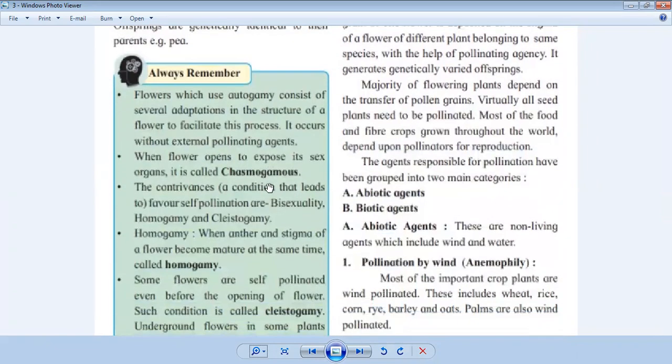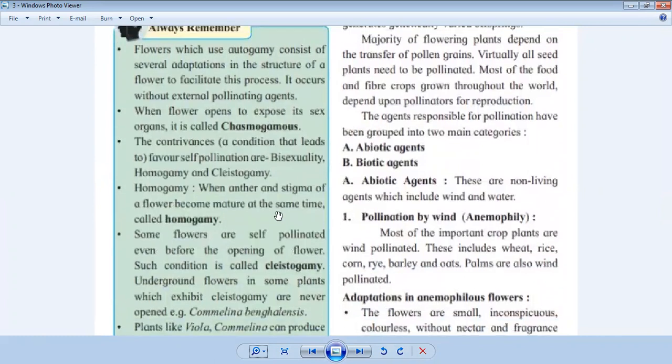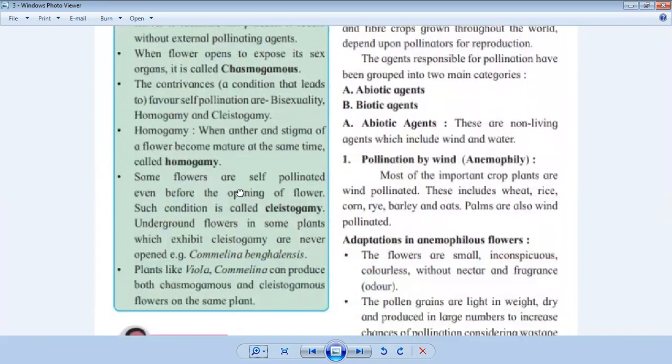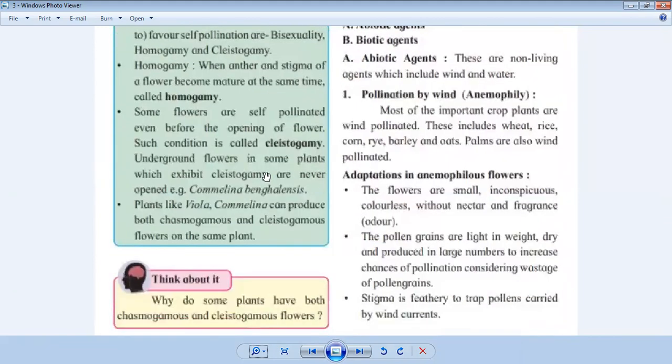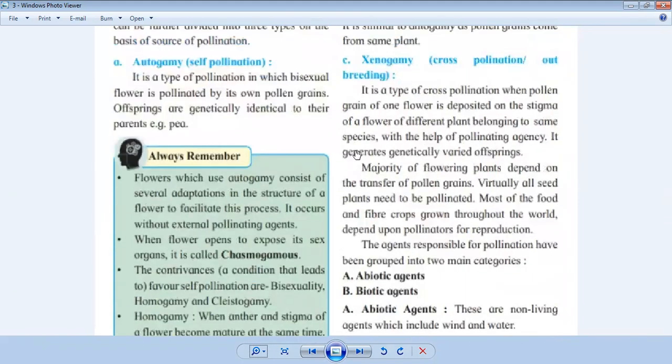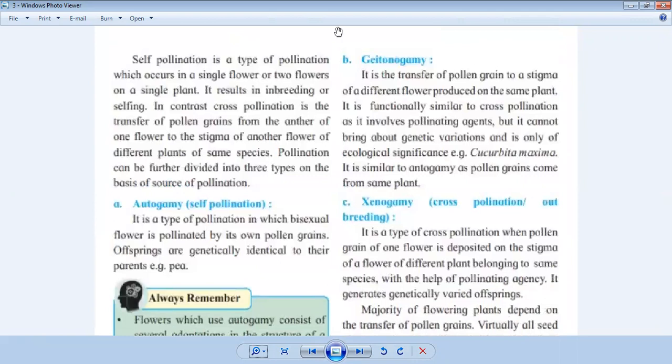Then we have also discussed some conditions related to autogamy, that is the chasmogamous condition, homogamous condition, then cleistogamous condition, and now we are going to discuss the part of cross pollination. So here we are discussing geitonogamy. It is the transfer of pollen grain to the stigma of a different flower produced on the same plant.